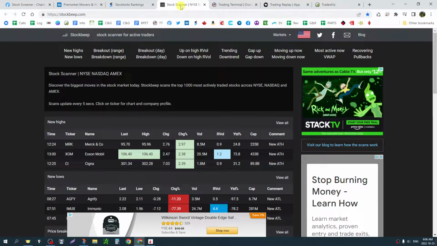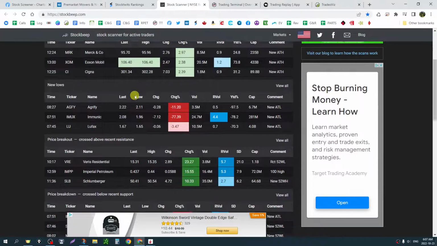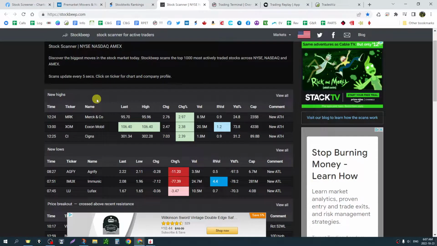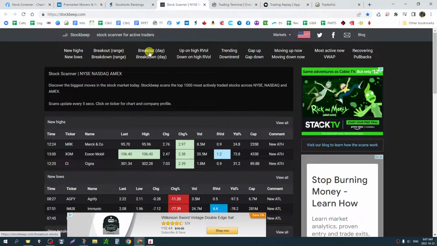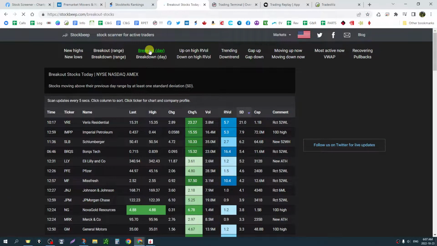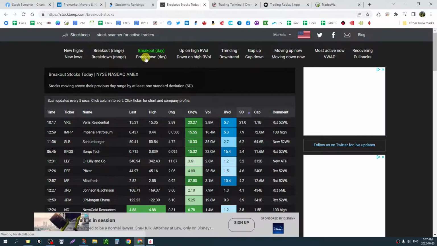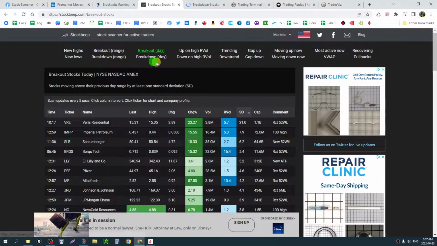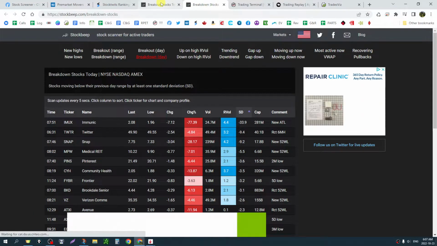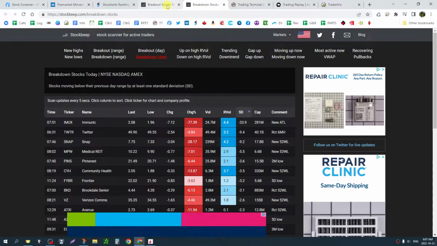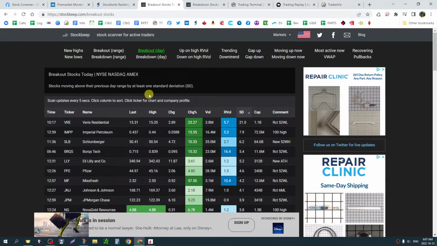So this is my main scanner, and this is free. It's called StockBeep. And so what I will do is I'll use this one here, number 3, breakout in the day, and then I'll open up a second window, break down in a day, and I'll have both of these windows open on one of my monitors.